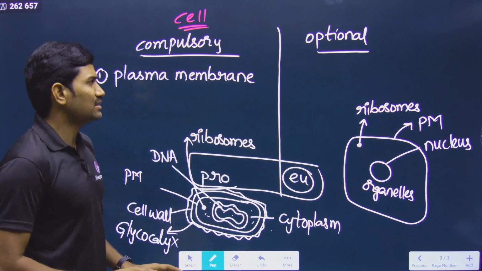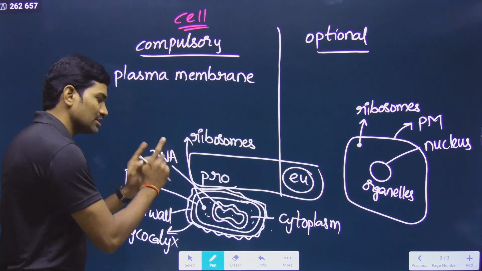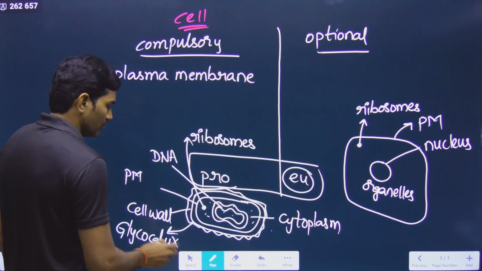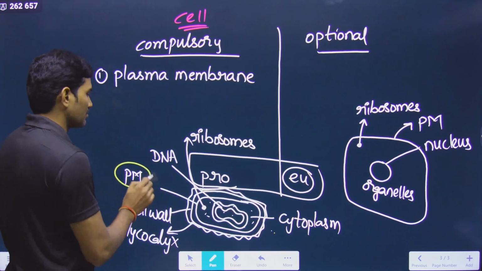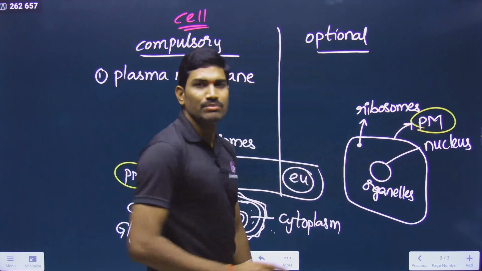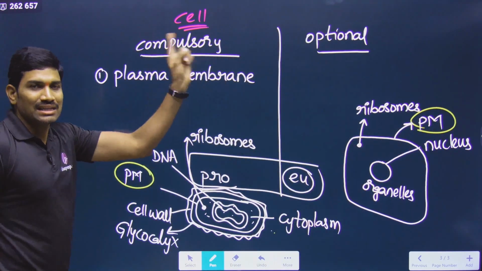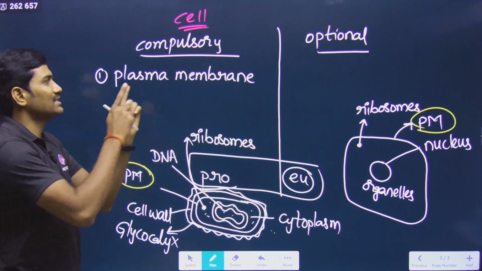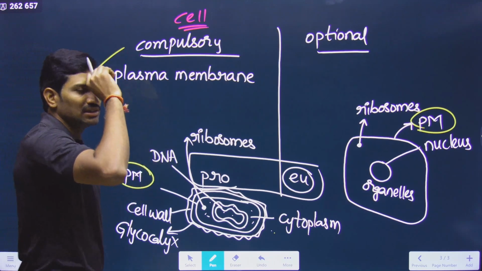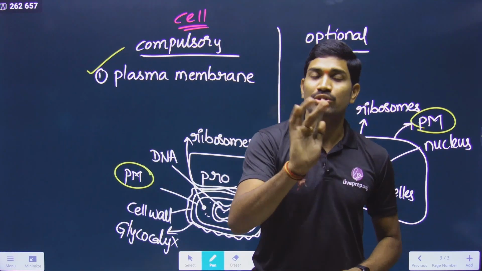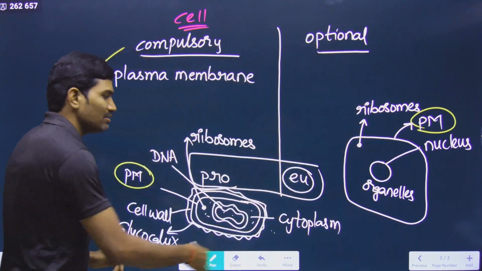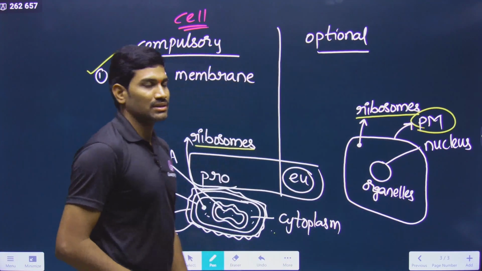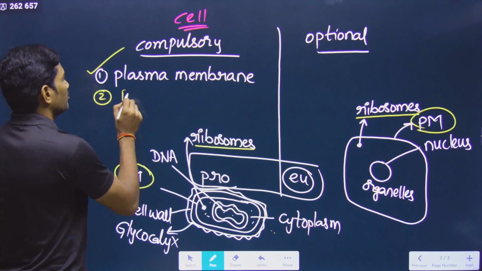In this way, different types of organelles are present. This is the basic organization. But what is compulsory, whether it is a prokaryotic cell or a eukaryotic cell? First, observe this carefully: plasma membrane. In both cases, the plasma membrane is present. So to call something a cell, whether prokaryotic or eukaryotic, the plasma membrane is compulsory. This is the most important point that you need to remember. And after that, what is compulsory? Observe this: ribosomes. The second compulsory thing is ribosomes.